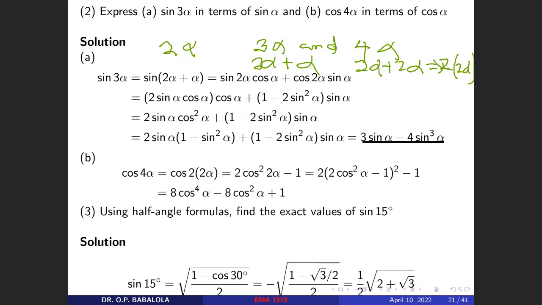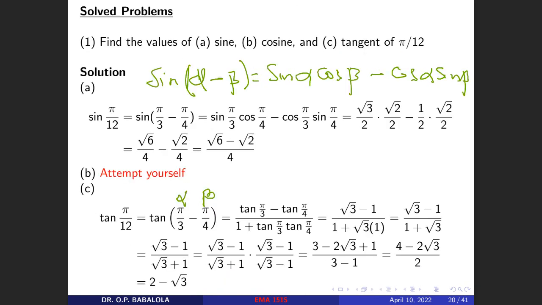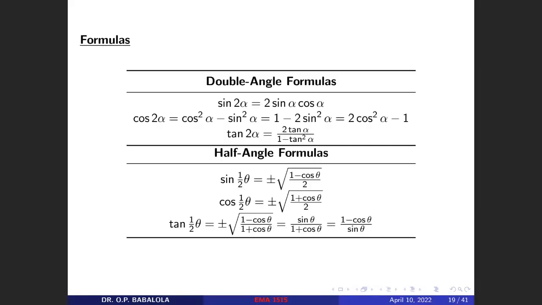Now, let's look at example number 3. We want to use the half angle formulas to find the exact value of sine 15 degrees. Okay, let me take you back to that formula I'm referring to. This is the formula where sine half theta is equal to plus or minus square root of 1 minus cos theta over 2. And the same thing applies to cos. And then tan is 1 minus cos theta over sine theta. All right.